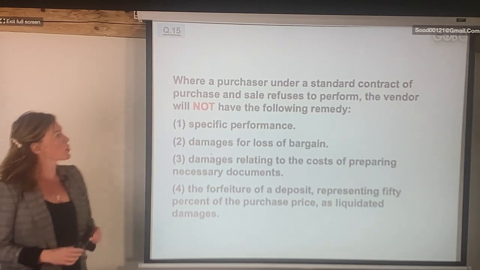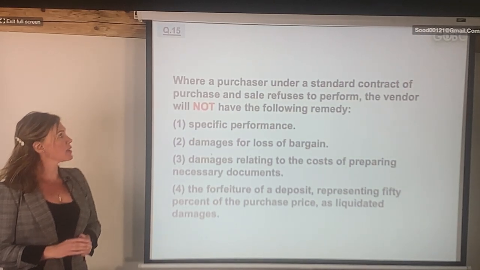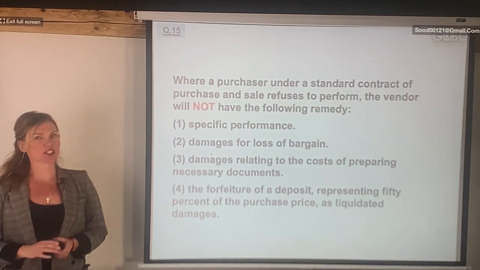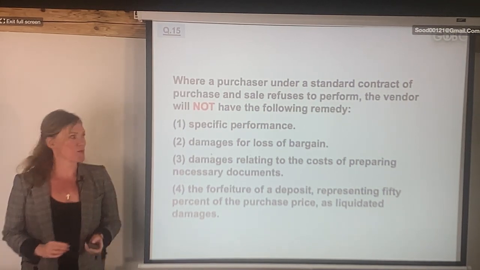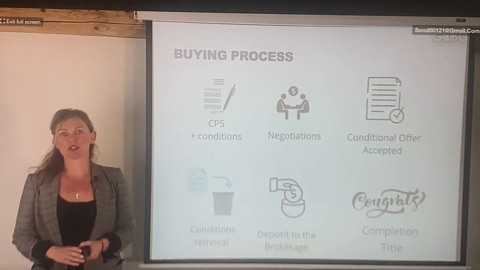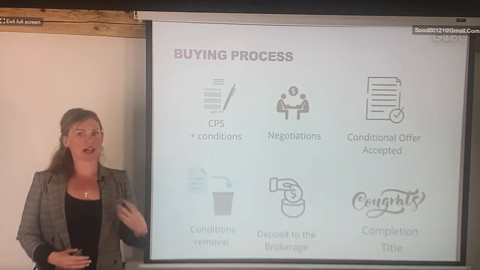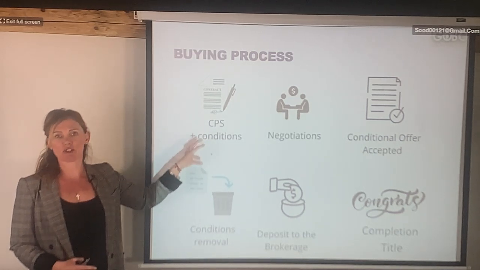Question 15. When the purchaser under the standard contract of purchase and sale refuses to perform, the seller will not have the following remedies. So let me just explain what that means, refuses to perform. Just an example, so you understand the buying process. First you put in the contract of purchase and sale with your conditions. This is when you put in your offer and add conditions like subject to financing, inspection, the title search, whatever you want to check. So that's kind of a conditional agreement here, right?